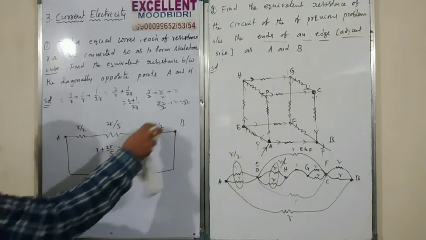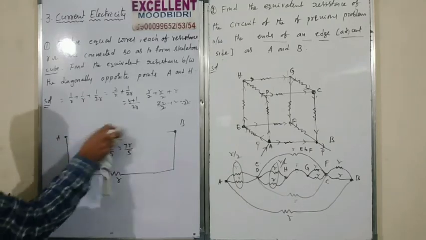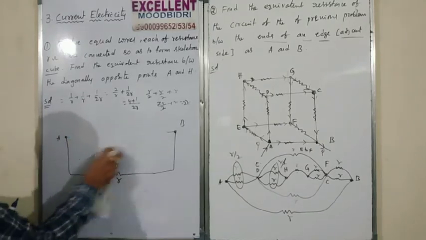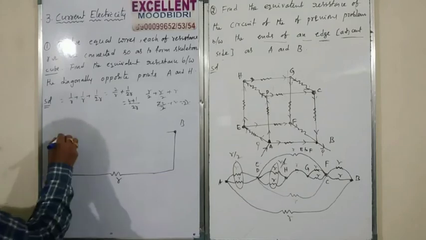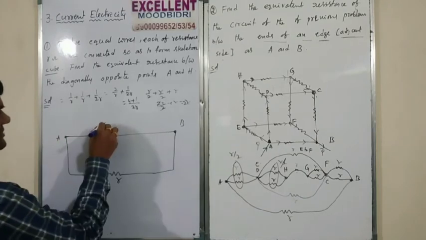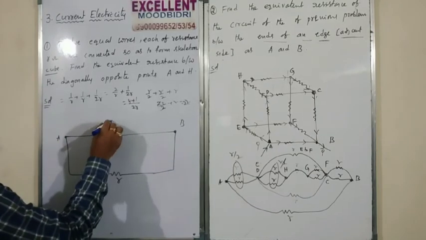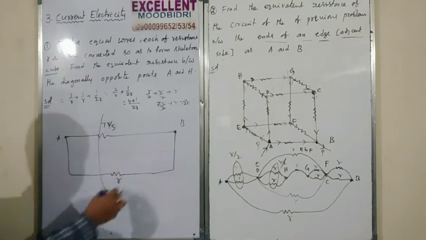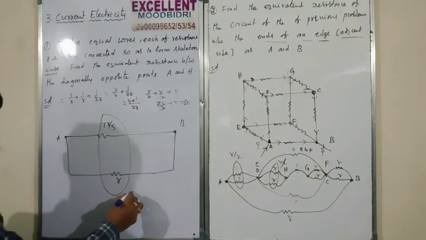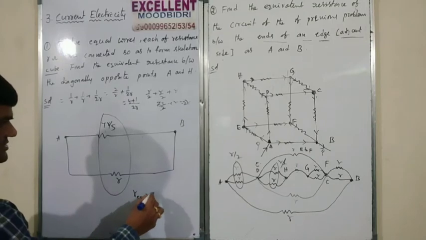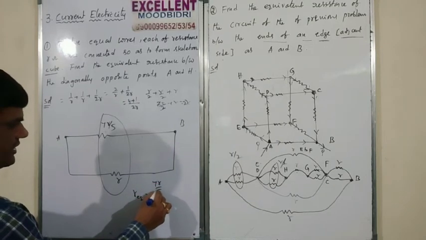Therefore, now finally I will give you only one circuit, 7R by 5. Yes, again this one, which one? Both are in parallel combination. Therefore, finally the equivalent R is equal to 7R by 5.